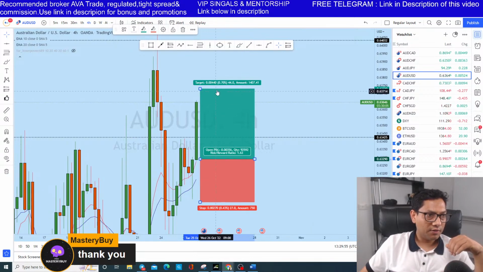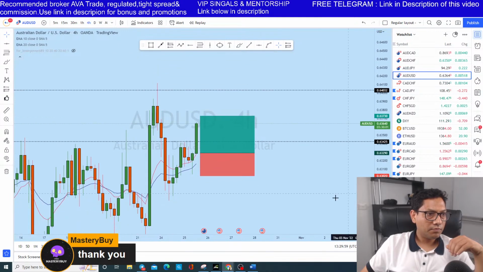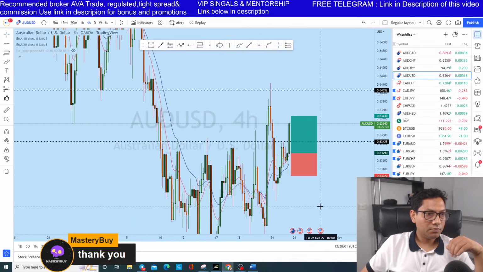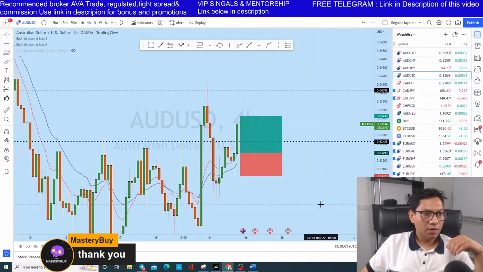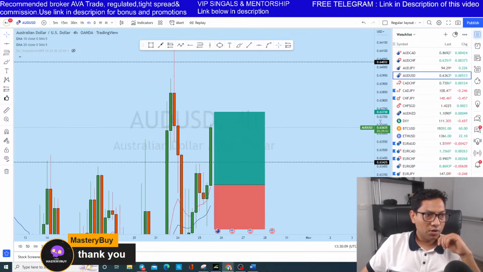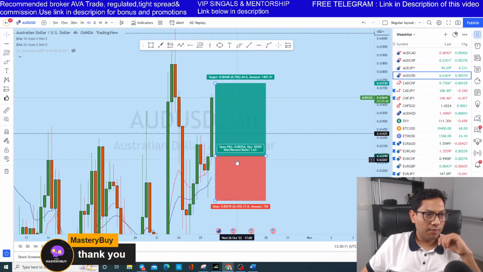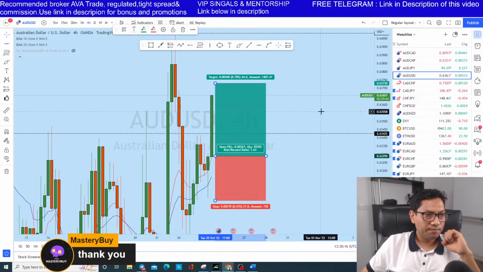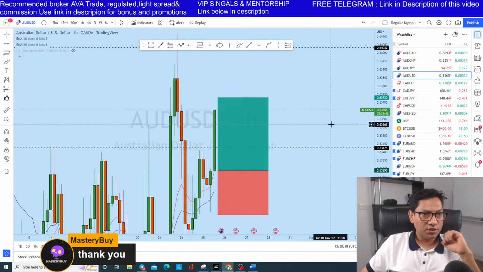We will hold the trade fully until we get the full profit, which is 1.63 times profit target on this one. We just need only 8 pip up to hit the profit target.